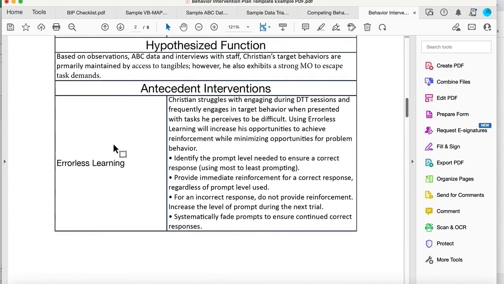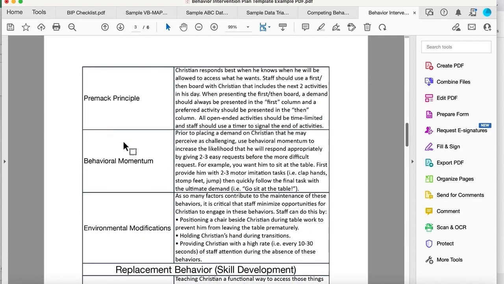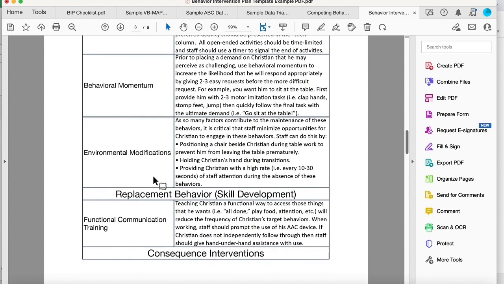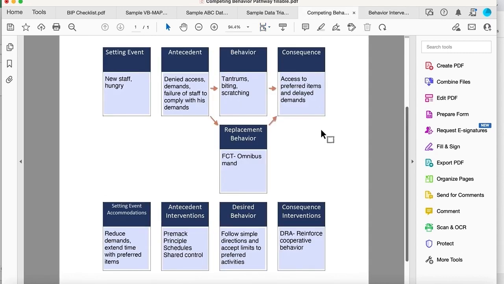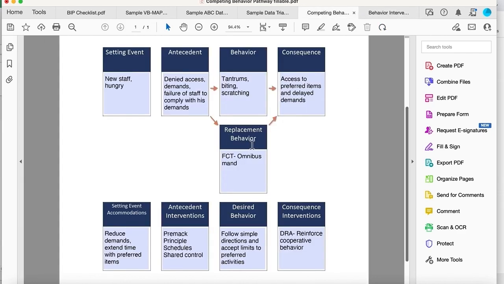Antecedent interventions, we included errorless learning in this one. We included the Premack principle, behavioral momentum, environmental modifications. Then we identified the replacement behavior, the skill development. So if you remember in our competing behavior pathway, the skill development intervention, this is the functionally equivalent replacement behavior. This is not the ultimately desired behavior. It's how is Christian going to get this reinforcer when these antecedents are present.